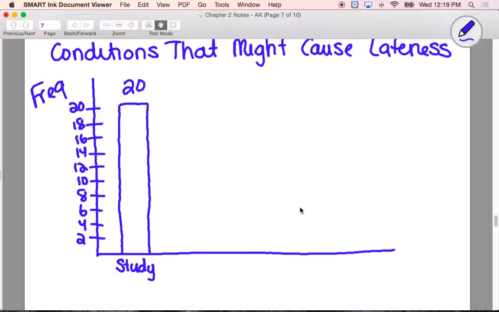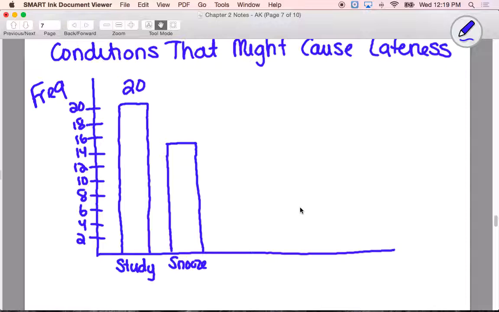Then the next one is 15, that's snoozing. So we're going to go up to about 15. Now, if you notice, my bars are not back to back. There is space there. And I'm going to put snooze. Now, all these bars should all be the same width. We'll see how much room I have towards the end here. For the next one, it's 13. So we have too long over breakfast.